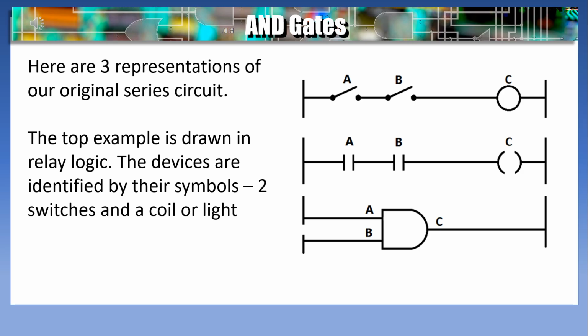Let's start with one that we've already seen. Here are three representations of our original series circuit, the AND condition. The top example is drawn in relay logic. The devices are identified by their symbols: two switches, a coil, or a light.